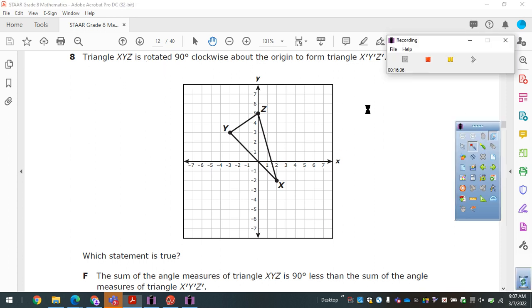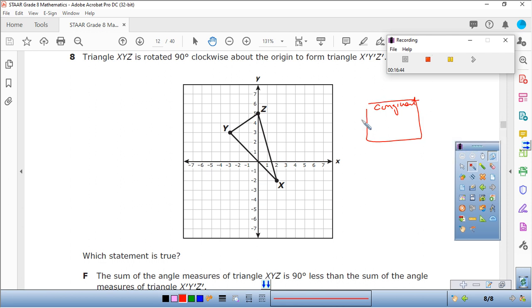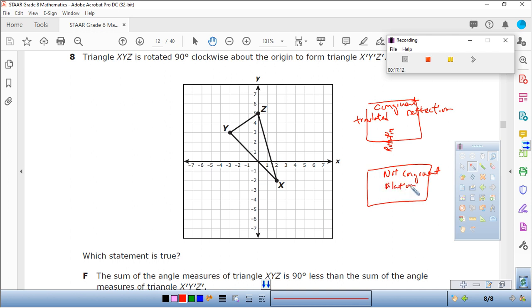So I told y'all when we were doing back those old days, we got an index card, and I said to write the word congruent on top. Which words went with congruent? Translated, reflection, and then I said turn your paper right and do rotation. So that's on the side of congruent. On the other side, I put not congruent. And which one goes with not congruent? Somebody, which one goes with not congruent? Dilation.